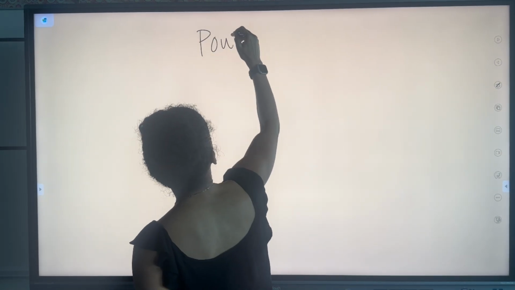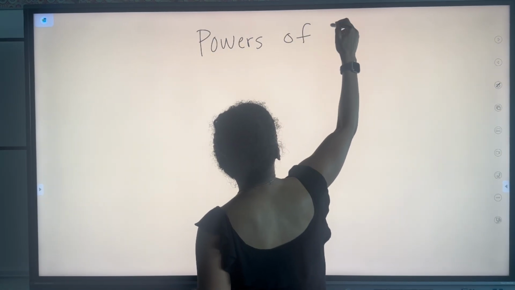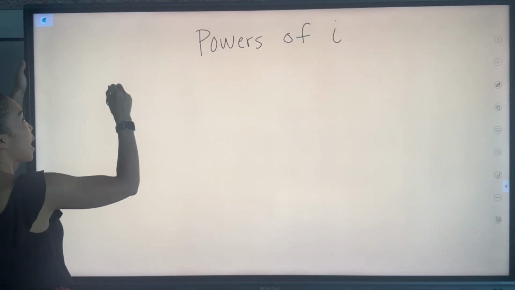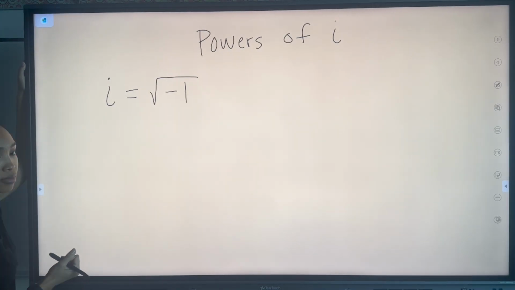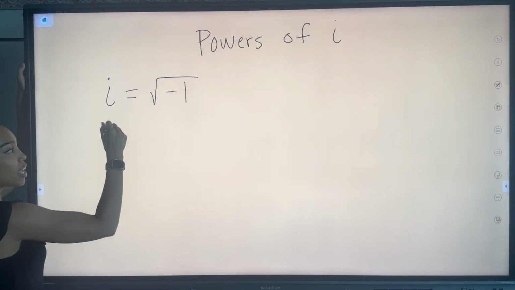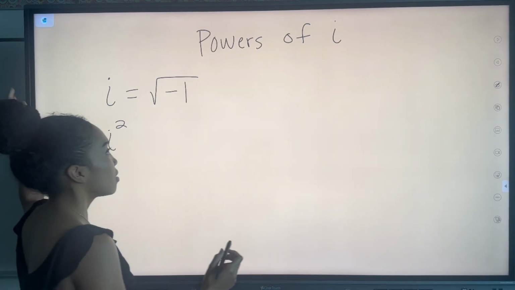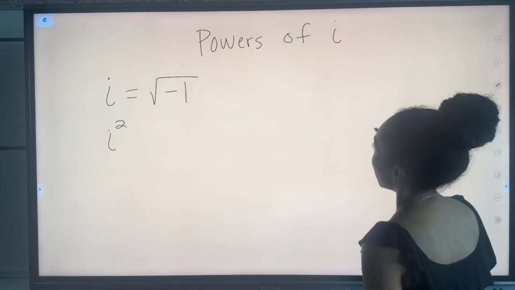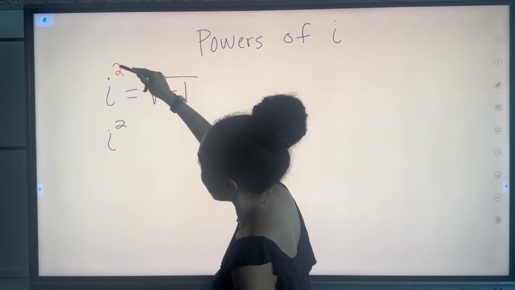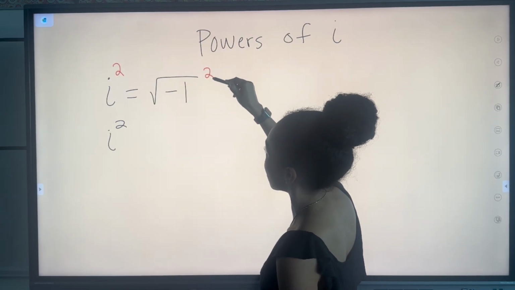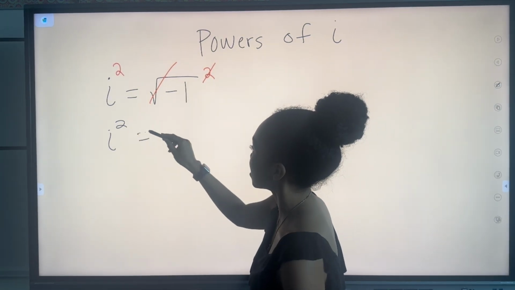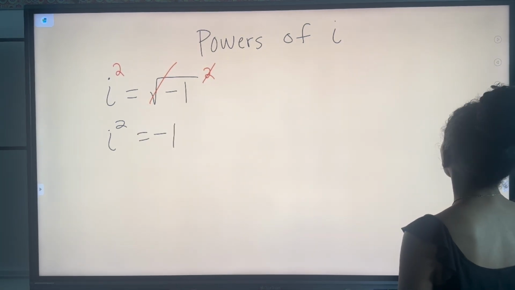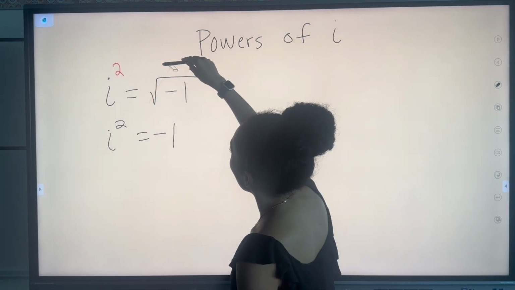Now we're going to look at powers of i. i is equal to the square root of negative 1. i squared, think about it this way. If you were to square this i and make it i squared and square this side, those would cancel out. So that means i squared is just negative 1. Those are the two you have to have memorized.